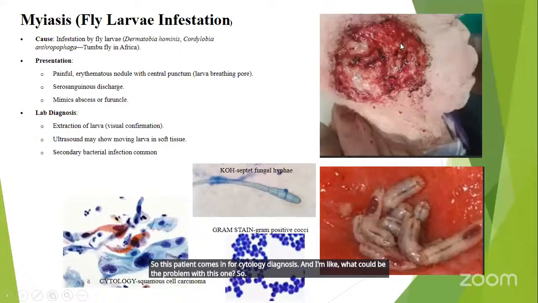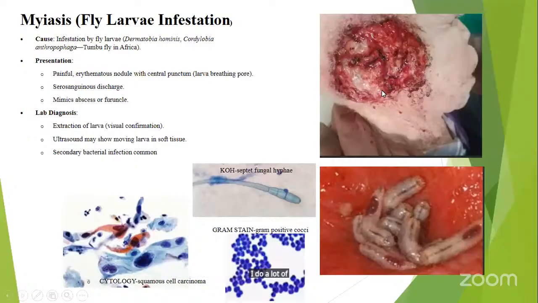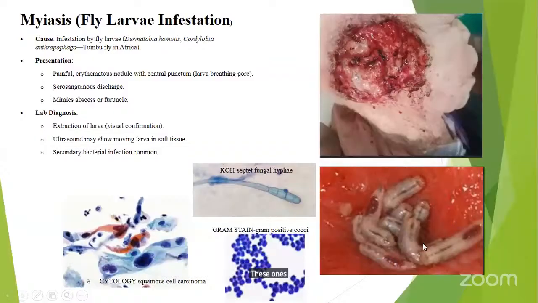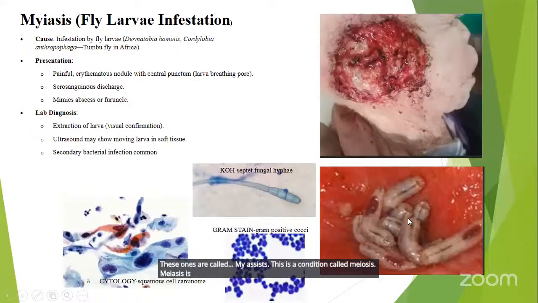This one was very easy to pick samples from because it's just an open wound. I just do cytology, I do imprints. But in my procedure, I discovered there is something that is moving inside. Then I called a clinical officer to check for me. He advised me to apply hydrogen peroxide. He does it himself. And then they come out, like 1,000 of these. These ones are called maggots. This is a condition called myiasis. Myiasis is just an infestation.